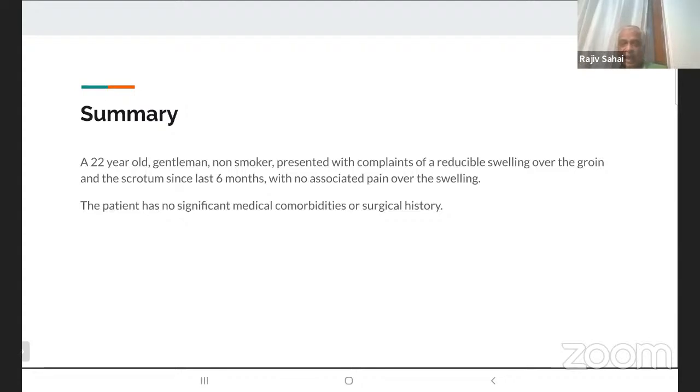Sir, what is Hamilton-Russell's saccular theory of hernia? Have you heard of this? Sorry, sir, I haven't heard of this. Hamilton-Russell's saccular theory says that all indirect hernias have a patent processus vaginalis, which opens up because of any reason during the life. Okay, sir.